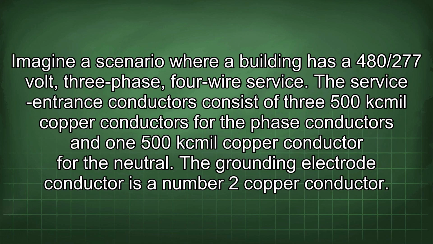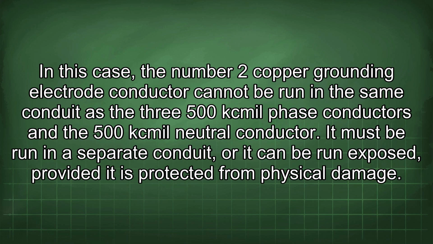Imagine a scenario where a building has a 480/277 volt, 3-phase, 4-wire service. The service entrance conductors consist of 3 500 kcmil copper conductors for the phase conductors and one 500 kcmil copper conductor for the neutral. The grounding electrode conductor is a number 2 copper conductor. In this case, the number 2 copper grounding electrode conductor cannot be run in the same conduit as the 3 500 kcmil phase conductors and the 500 kcmil neutral conductor.